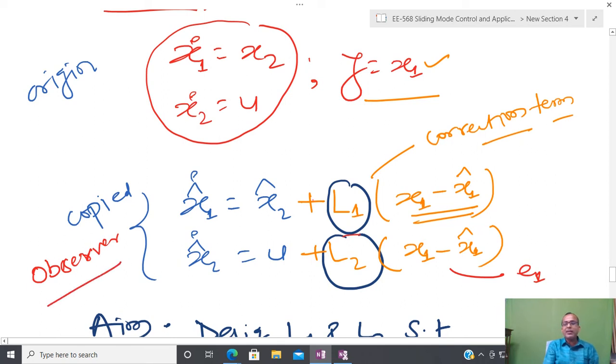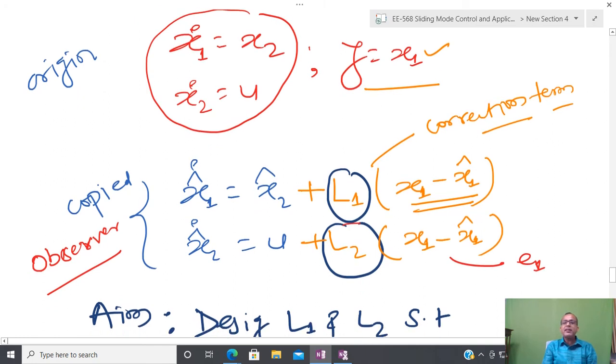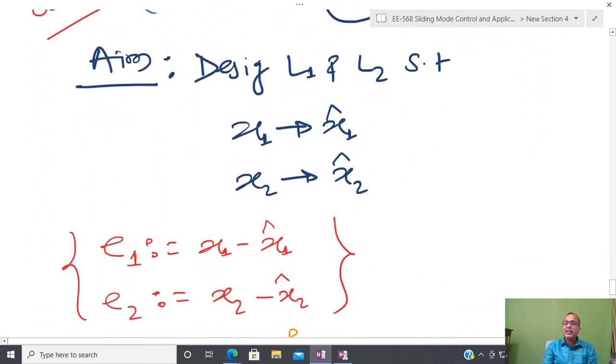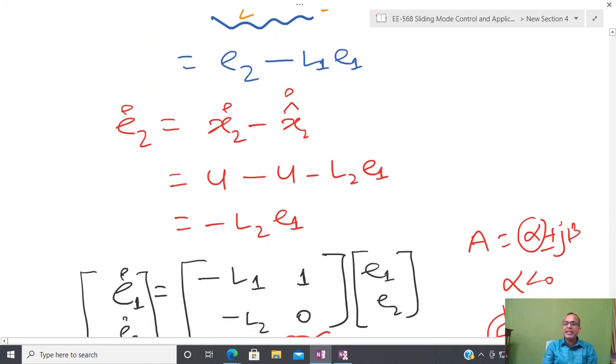In this observer I am going to select L1 and L2 based on the error dynamics, and once I couple here, asymptotically it is possible to show that whatever the value of x1 cap, it is exactly equal to x1, and whatever the value of x2 cap, it is exactly equal to x2. In this way I am able to estimate the value of the second state, and once you have the estimation, you are able to design the control.